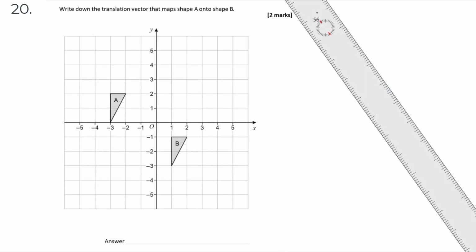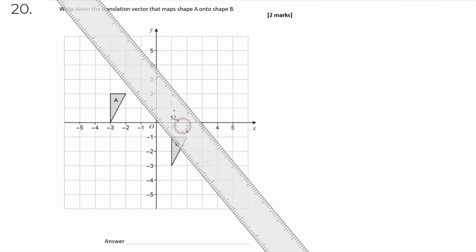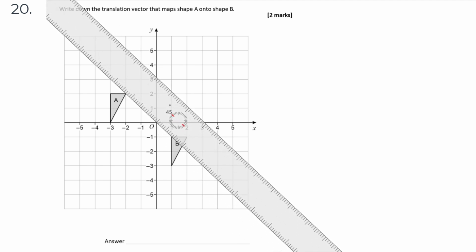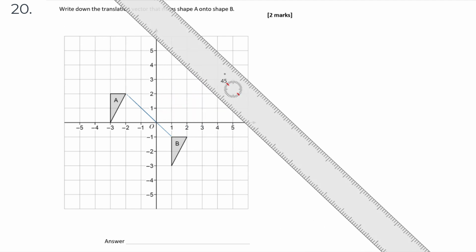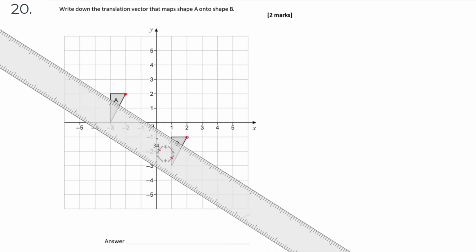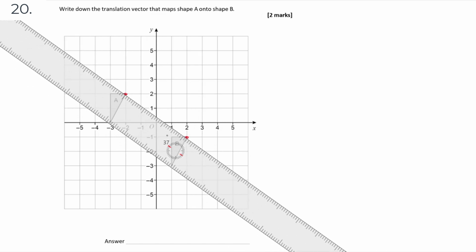Write down the translation vector that maps shape A onto shape B. Now, when you're drawing translation vectors, make sure you are joining like points with like points. I often see students drawing a line between the two closest points on the shape, like that one there. But you'll notice if I do that, I'm joining the top right corner of A to the top left corner of B, so that's not correct. Okay, so it has to be like corners with like corners. So pick a point on one object, pick the matching point on the other, and then look at your vector that lies between those 2 points.